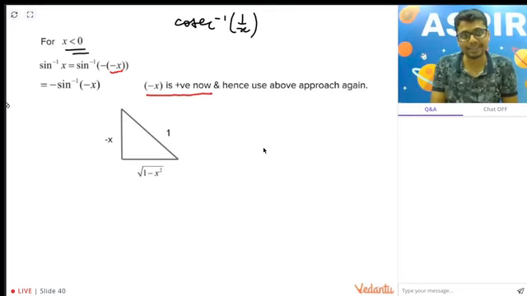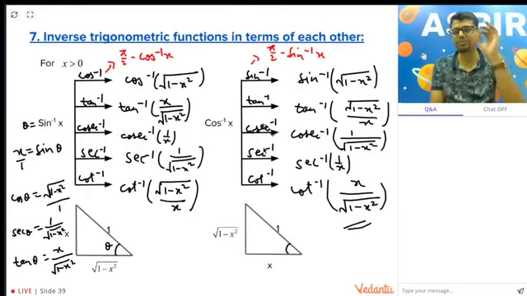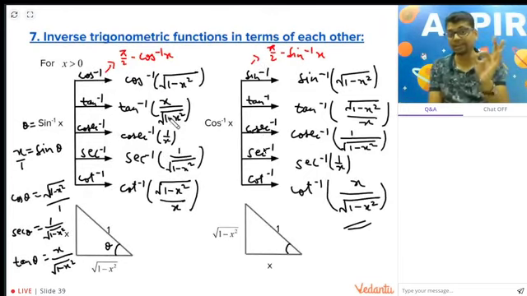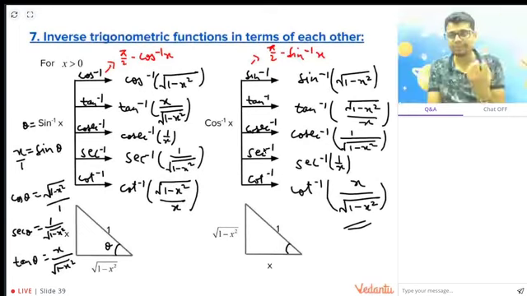If x is positive, this is how we do it, in terms of base, perpendicular, hypotenuse. Very effective thing. Please see it carefully. I mean, get the essence of it. रटने की जरूरत नहीं है. The essence of it you should get.